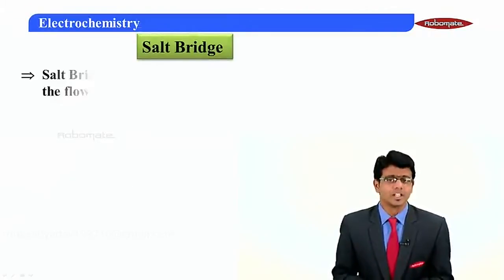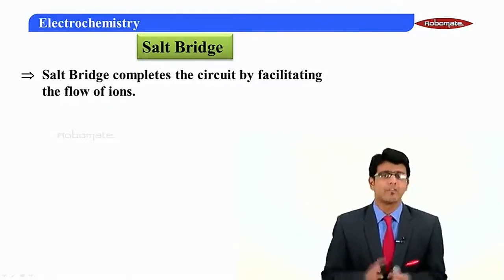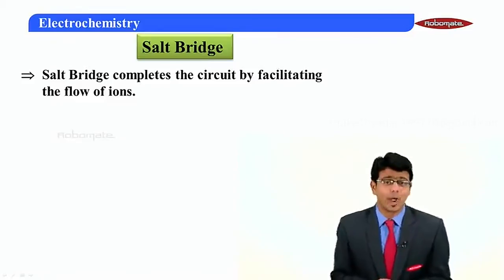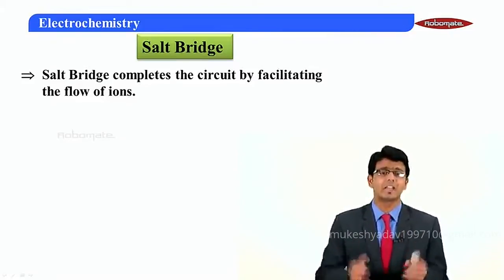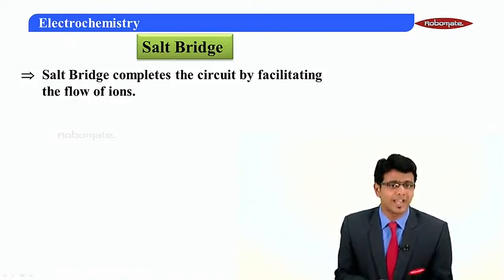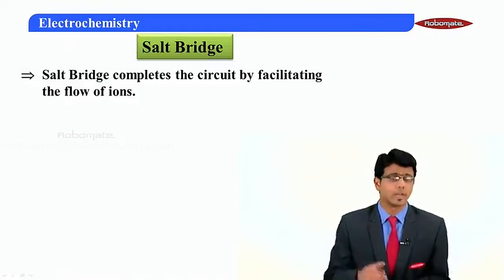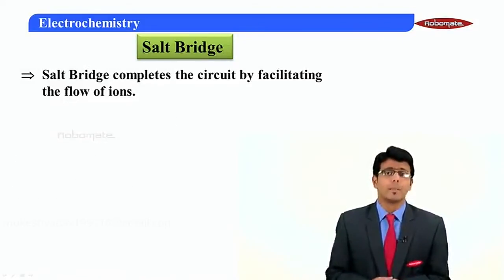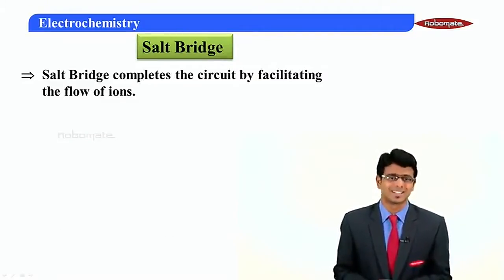Now students, the salt bridge actually completes the circuit by facilitating the flow of ions. Precisely, it provides the internal connection in the galvanic cell. The external connection is provided by the metallic wires, but the internal connection is provided by the salt bridge. And how does it do it? By facilitating the flow of ions.